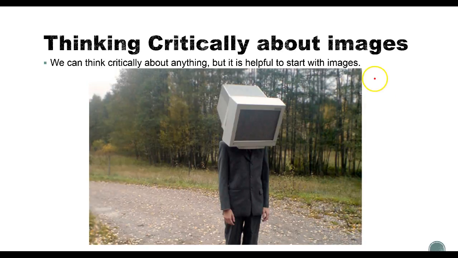So we might start here with a summary. Basically, it's a guy with a computer on his head in the woods. Right? That's the sort of general gist of the big picture. And then we want to analyze. So if we're going to analyze this picture, we're going to look at what are the different components of this picture. Well, one component is he has a computer on his head. Another component is he's wearing a suit.